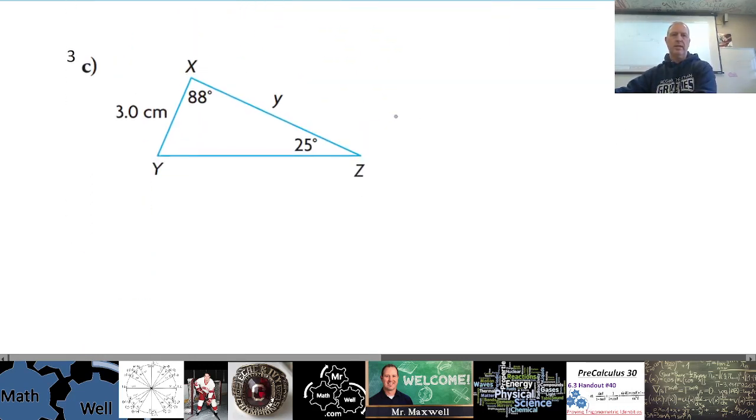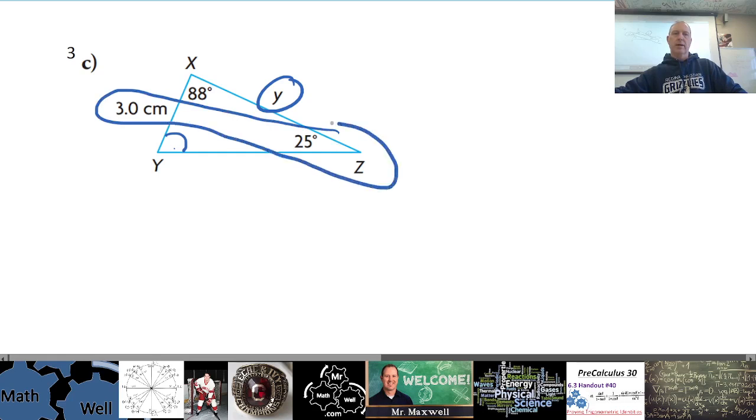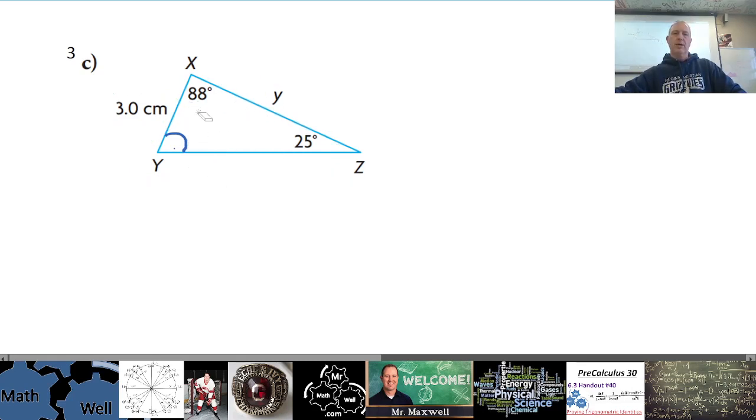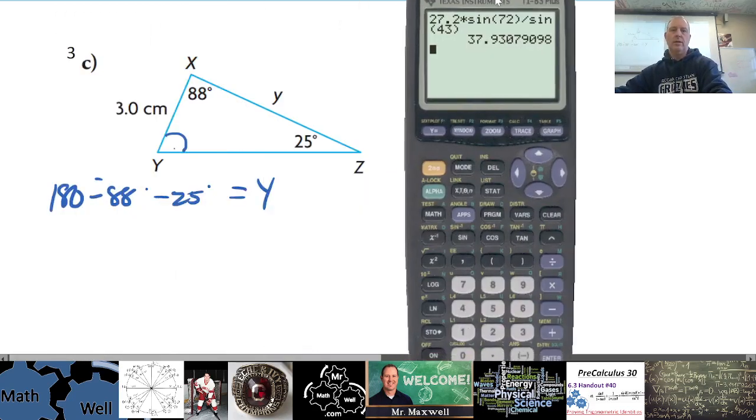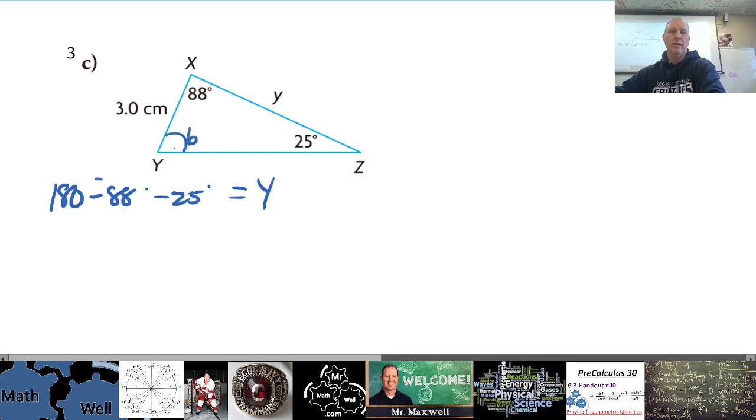So let's finish with 3C, and this one we have to solve for y, but notice that we don't have this angle given, okay? I have a pair right here, this is great, but I don't have this angle given, so this pair, that's a bit of a problem. But what you want to remember is that all angles of a triangle add up to 180. So 180 minus 88 minus 25, that should give us our angle Y. Okay, so you can get on your calculator if you need to, and you can do that. So real quickly, that is 180 minus 88 minus 25, and it's 67. So this is 67 degrees.